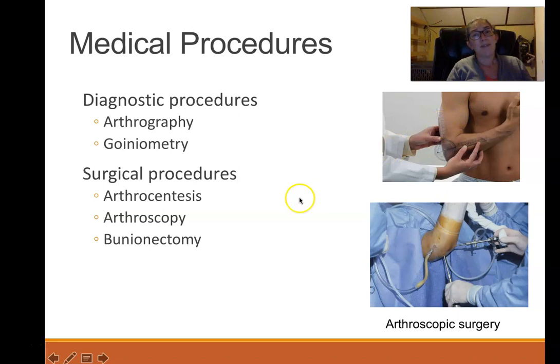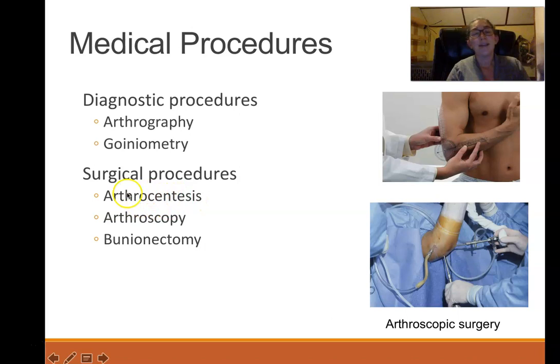Some different surgical procedures: an arthrocentesis. A centesis is a procedure to puncture, usually to withdraw fluid. So think of the synovial joints, which are full of fluid. If they become inflamed, you may need to remove some of that fluid. That would be an arthrocentesis.